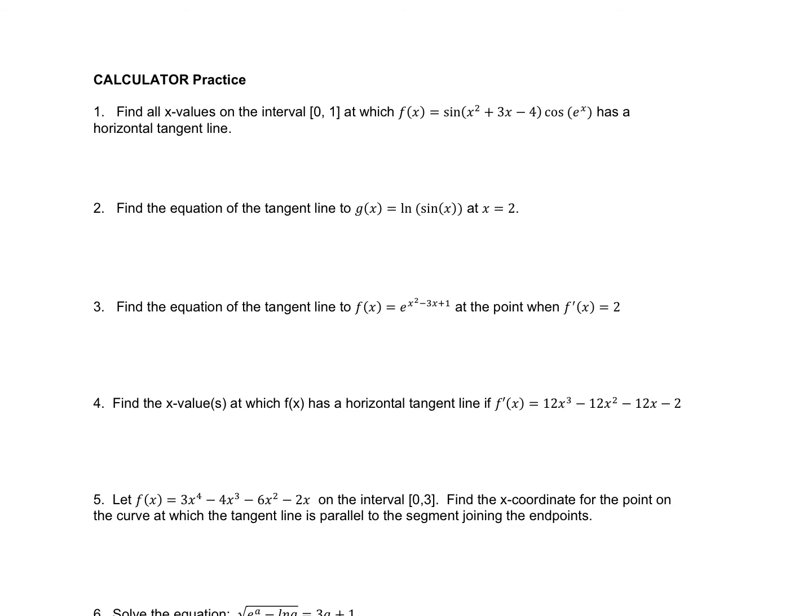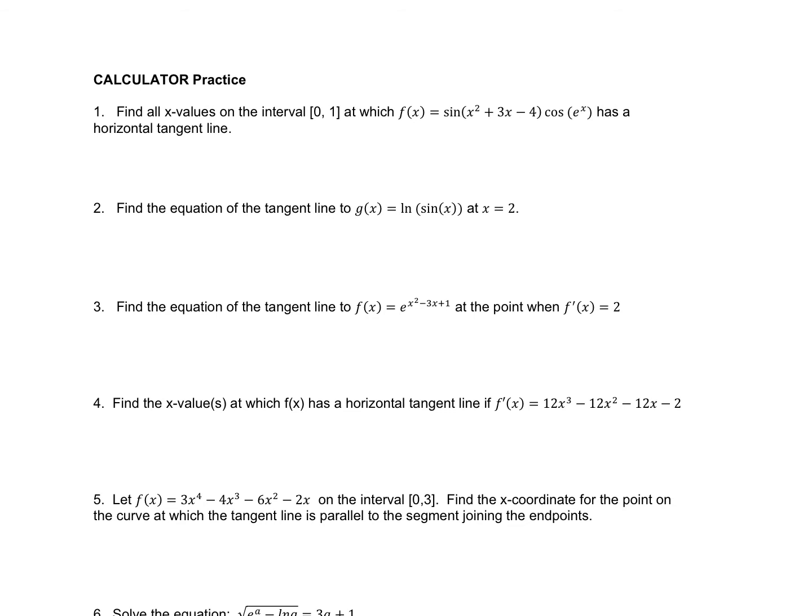First off, this is why it's calculator stuff. Do you know how to find the derivative of any of that? No. It's a mess. All right, so we never find those derivatives by hand. Instead, we begin in our calculator by going to y equals and typing in that equation.